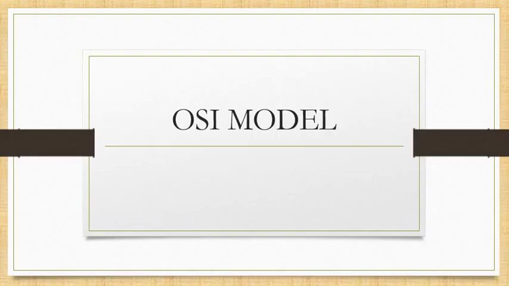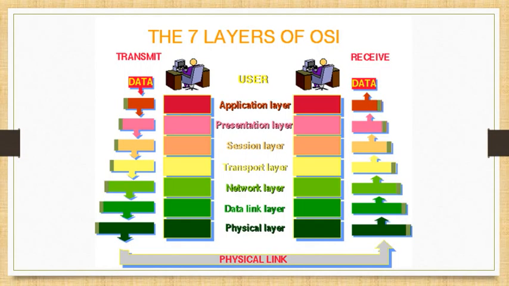Now let's take a look at what this model looks like. Here is the outline diagram of the seven layers of the OSI model: the application layer, presentation layer, session layer, transport layer, network layer, data link layer, and the physical layer. Understanding it through a real life example, suppose we are carrying a large amount of goods from one place to another. Say we are traveling in a ship and carrying lots of goods in the ship.